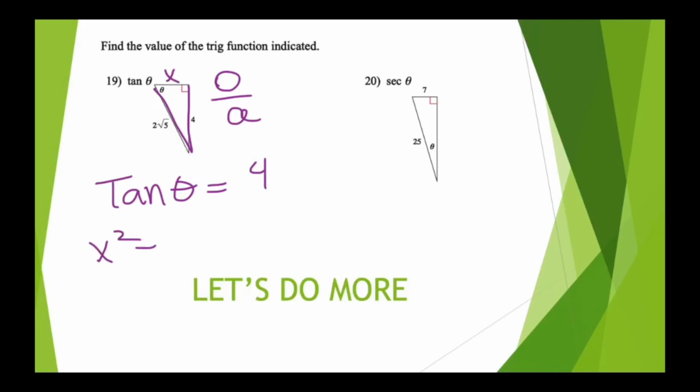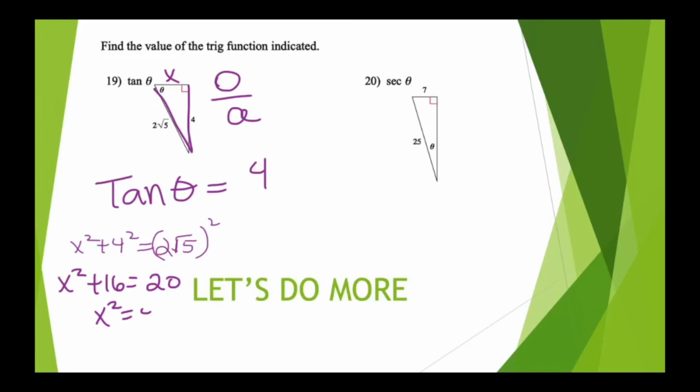So x squared plus 4 squared equals 2 square root 5 squared. X squared plus 16. When I square this, that means I square the 2, which becomes 4, and I square the square root of 5, which becomes 5. So 4 times 5 is 20. Subtract the 16 over, and I get 4. And x is going to be the square root of 4, which is 2. This value right here is 2. That's the adjacent that we were looking for. 4 over 2 reduces to 2.